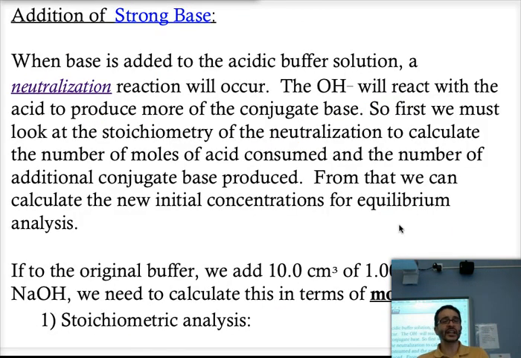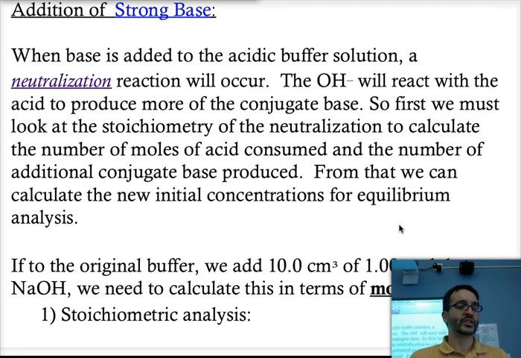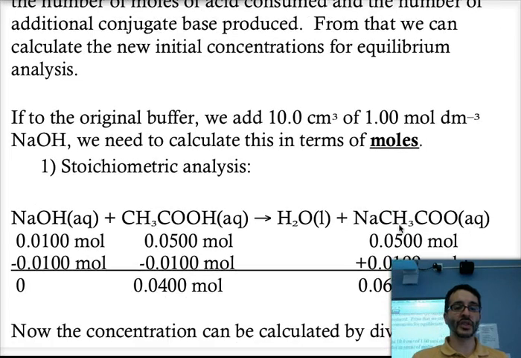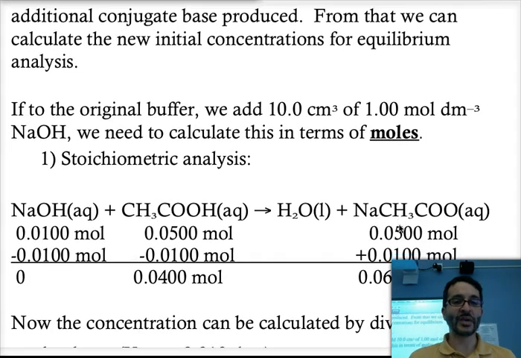If instead of adding strong acid, I added strong base, what is going to happen is instead of reacting with the conjugate base, it's going to react with the weak acid, and we're going to make more of the conjugate base. Just like before, we want to find out what the concentrations are going to be, and how much is going to be neutralized.